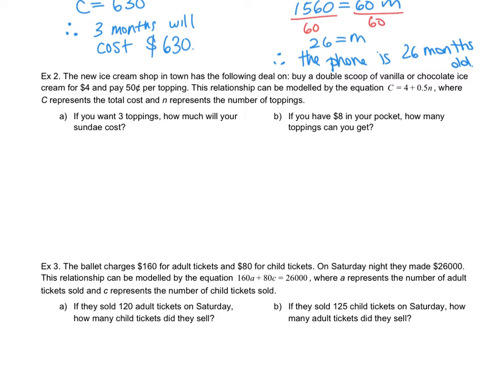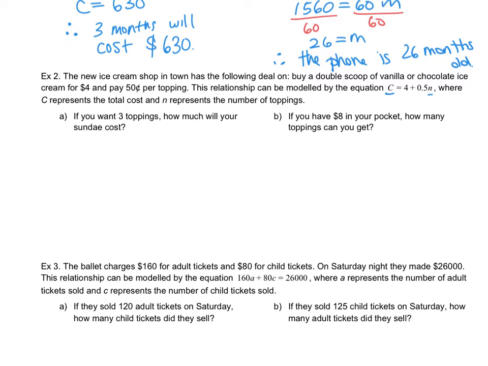The new ice cream shop in town has the following deal on. Buy a double scoop of vanilla or chocolate ice cream for $4 and then pay 50 cents per topping. This relationship can be modeled by the equation C equals 4 plus 0.5n, where C represents the total cost and n represents the number of toppings. So these variables, we know what they mean now.